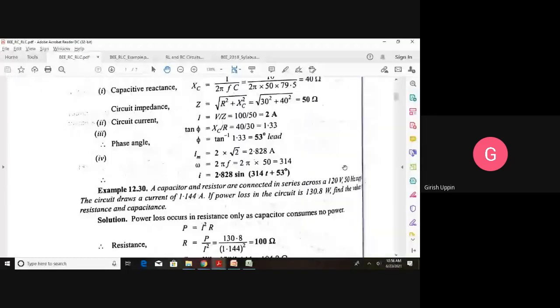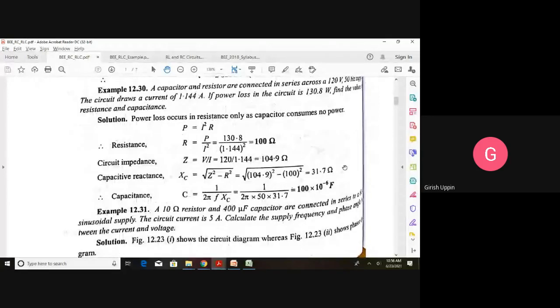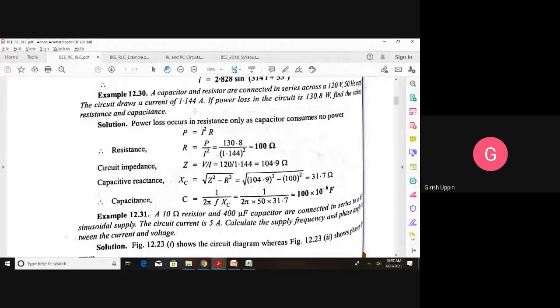Okay, next problem. A capacitor and a resistor are connected in series across a 120 volt 50 hertz supply. The circuit draws a current of 1.144 amperes. So this current is nothing but the RMS value of the current, that is capital I is equal to 1.144 amperes. If the power loss in the circuit is 130.8 watt, meaning total power consumed in the circuit, capital P is equal to 130.8 watt. Find the value of resistance and capacitance.